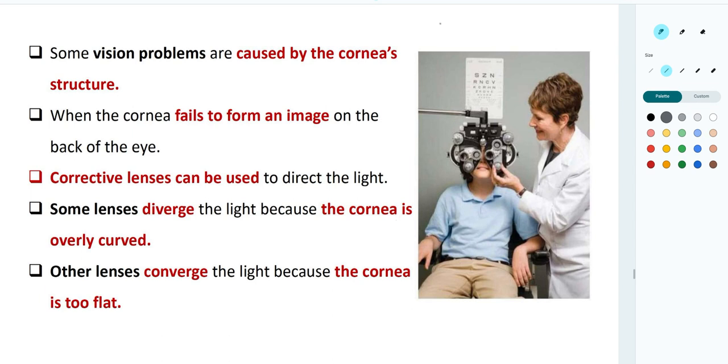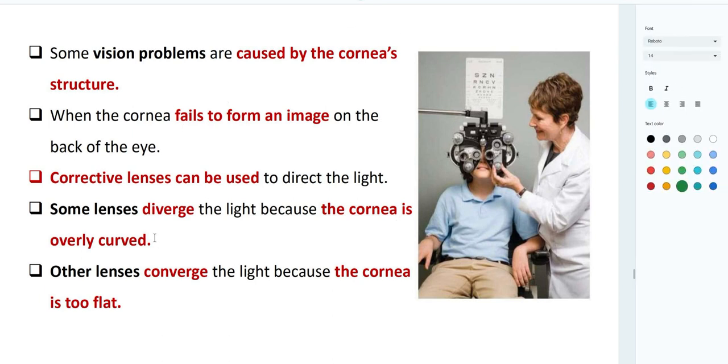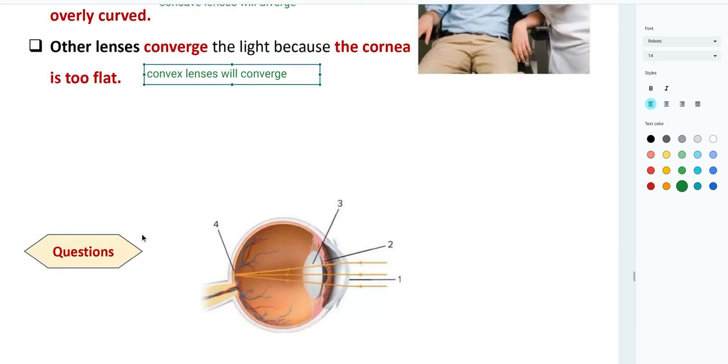So again, let me make a note here, because you can see I'm even getting tripped up. Concave lenses will diverge. Convex lenses will converge the light. And remember, that's opposite when we talk about concave and convex mirrors.